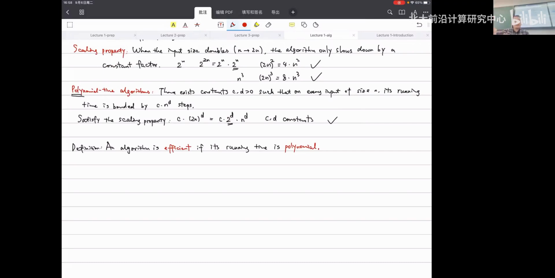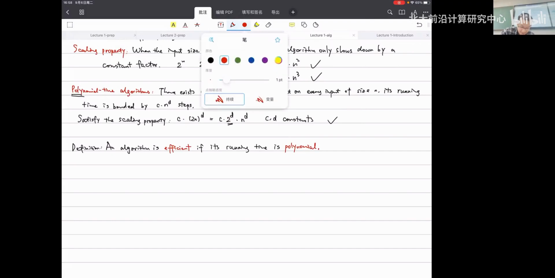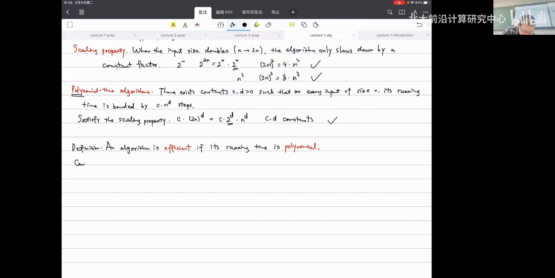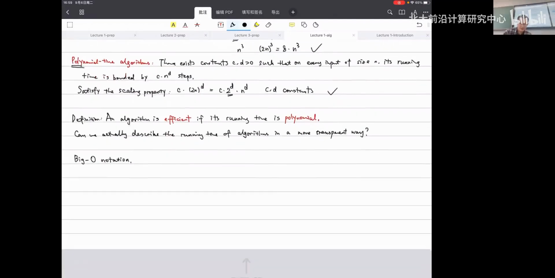Okay, so let's address this student's question that the C here is a little bit confusing. Can we describe the running time of an algorithm in a more transparent way? This is basically something called big O notation. So what are big O notations?